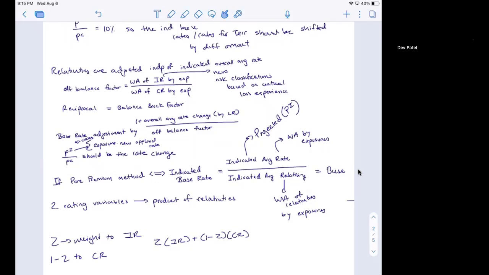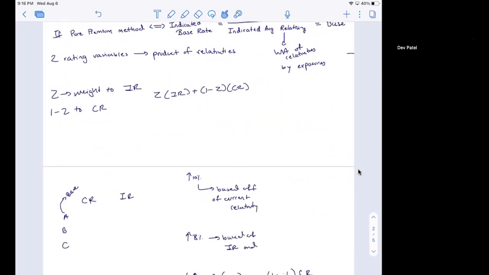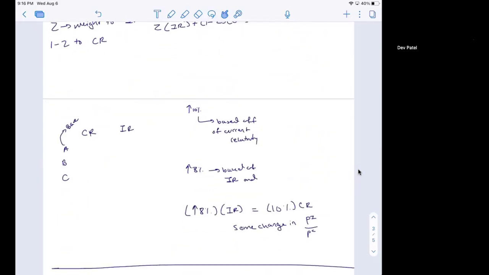Now, if you have two rating variables, you take the product of the relativities to get a relativity of class X and class A, given that X and A are a part of two different rating variables. There can also be weighted relativities. Maybe you want to assign different weights to indicated relativity and current relativity. You can do that through having some weight factor. Now, how does this look visually? Again, as I mentioned, you have a current relativity.